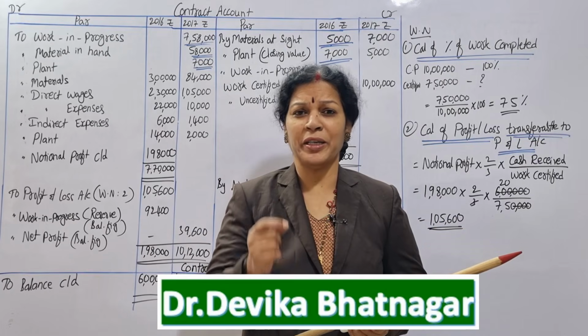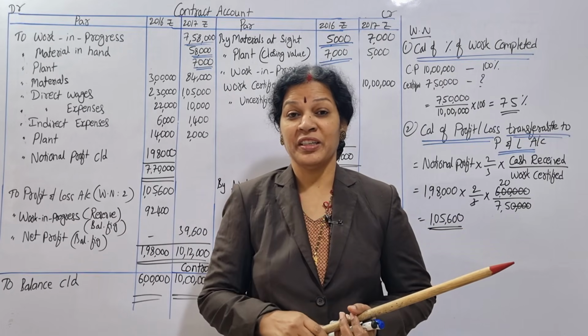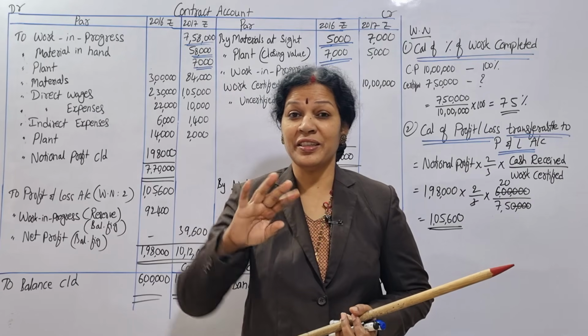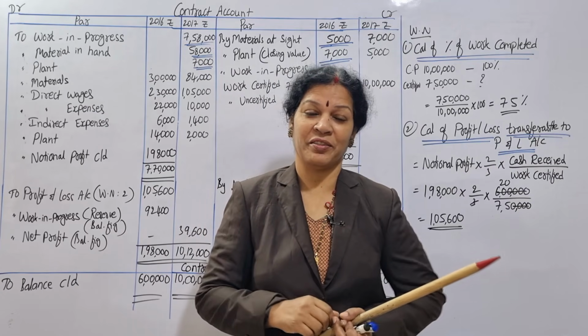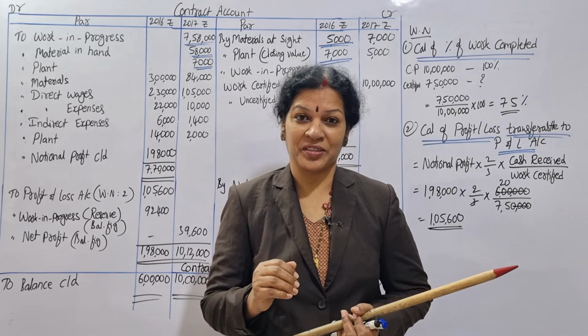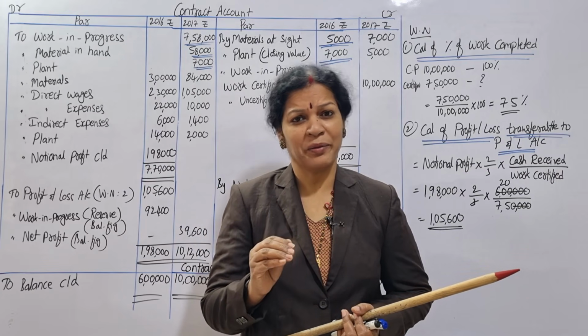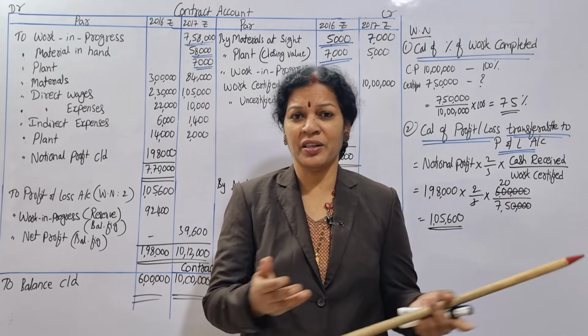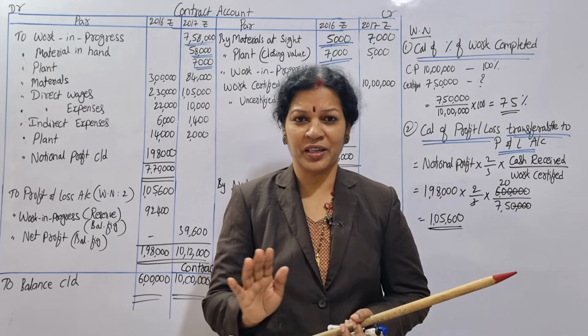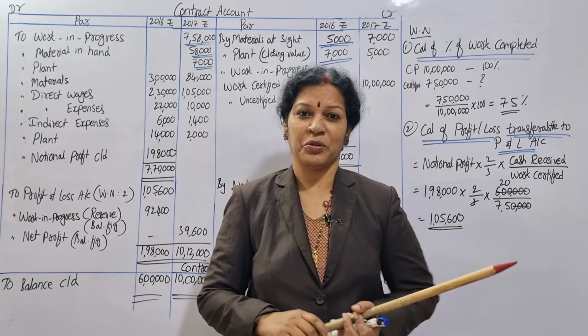Contract accounting, one important problem we are going to work out. If 2 years or 3 years, multiple contracts are given, then how to work this out? Very important and very easy also. As you have learned in previous classes, this is also the same. A small difference we have to find.